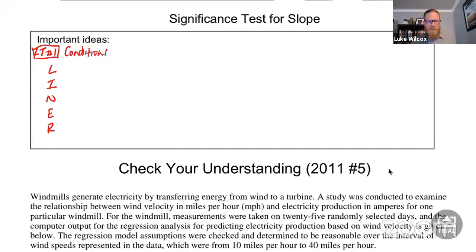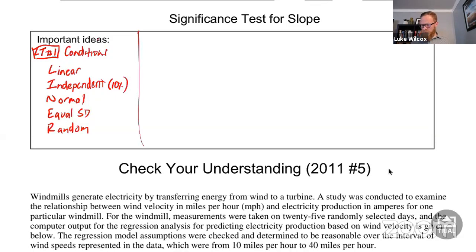LINER is going to remind you of what your 5 conditions are. That is the linear condition, the independent condition, or the 10% condition, only if you're sampling without replacement, the normal condition, the equal standard deviation condition, and the random condition. So I'm hoping those feel pretty comfortable for you at this point.